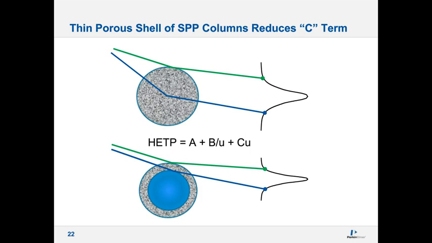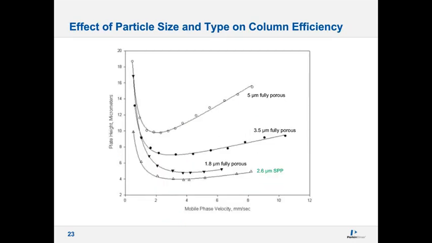So this slide just shows the effect of particle size and type on the column efficiency, with examples of 1.8, 3.5, and 5 micron fully porous columns in comparison with a 2.7 SPP column. SPP columns can perform at speeds and efficiencies that rival sub-2 micron UHPLC columns on most standard optimized HPLC systems. They exhibit a flatter Van Deemter curve and can operate at higher optimum linear velocities due to the shorter diffusion distances into the particles.